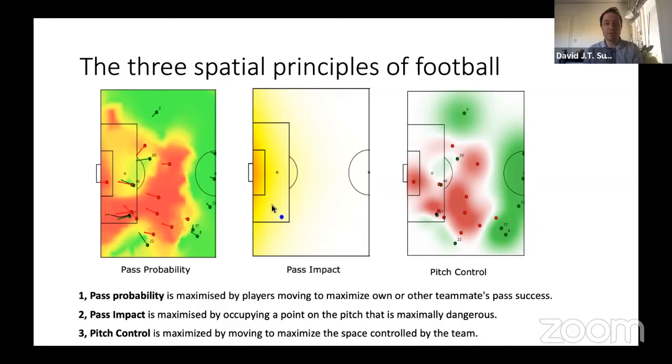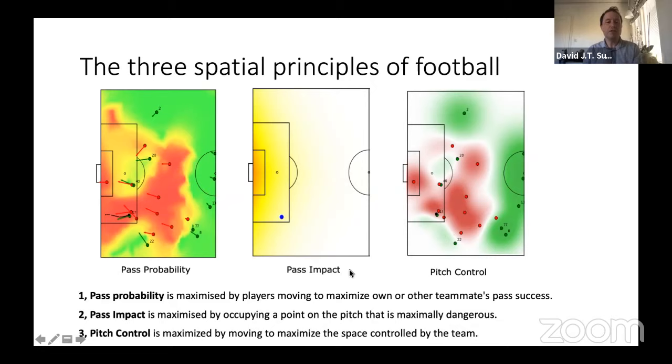Then finally, the third type of measure that I'm interested in is something called pitch control. This is quite similar to pass probability, but it's slightly different. In pitch control, we're interested in who will get to the ball first if it just suddenly appeared at a particular space. In this particular example, the red team, which I think is Kalmar, have most of the control of the area outside of their box. This isn't something that we like if we're playing for Hammarby. We would like to have more control over that area. So the red area is controlled by Kalmar and the green area is controlled by Hammarby.